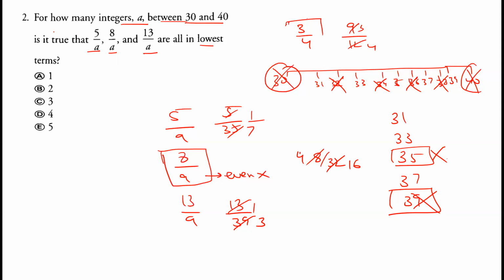So for how many integers A between 30 and 40 is it true that all these three fractions are in lowest terms? We are left with 31, 33, and 37. If you look closely, 5 by 31, 33, or 37 cannot be further simplified. 8 by 31, 33, or 37 cannot be further simplified. And 13 divided by 31, 33, and 37 cannot be further simplified. So the correct answer is C.